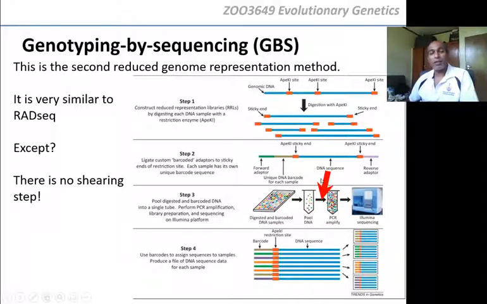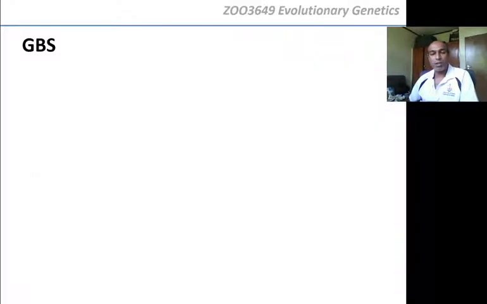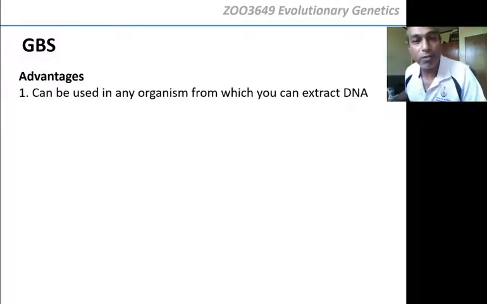Leaving out this shearing step, what do you think it does compared to RAD-seq? It will be a disadvantage. We'll go through the advantages first, but think about leaving out that shearing step where you select for the smallest in RAD-seq. We don't do that in GBS. Is that going to be good for GBS or bad for GBS? What do you think, and why? So let's go through the advantages. It has all the advantages of RAD-seq.